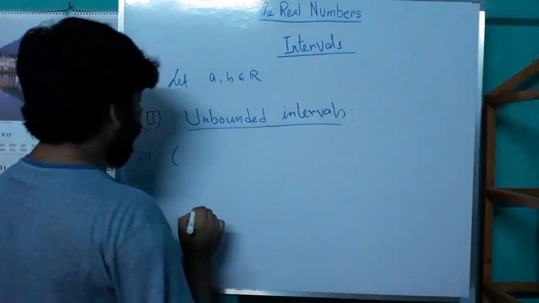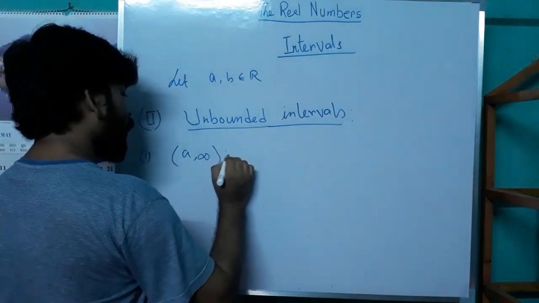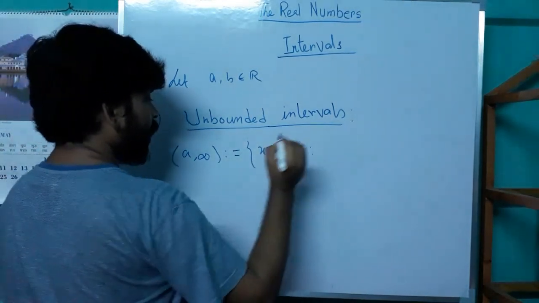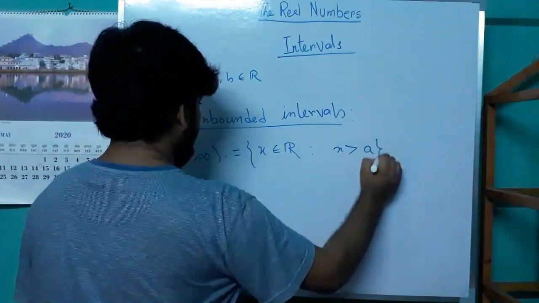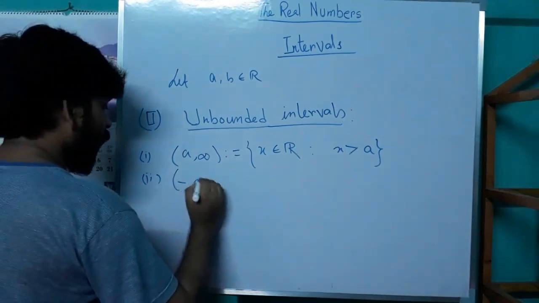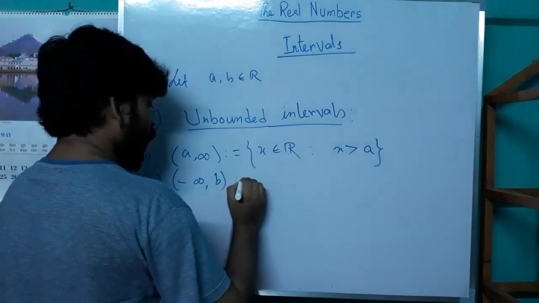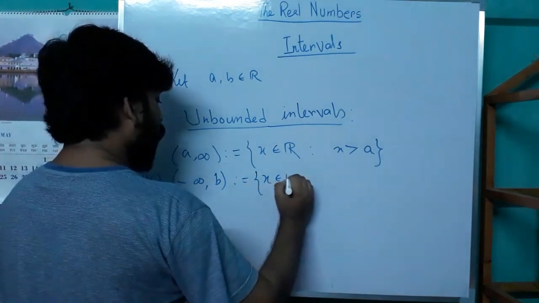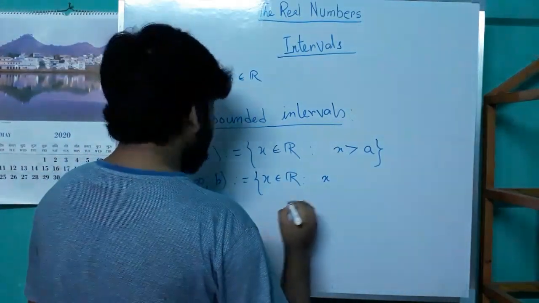First we define infinite open intervals. So this is a collection of all real numbers which are strictly bigger than a. Next we define another infinite open interval, minus infinity to b, which is the collection of all real numbers that are strictly less than b.